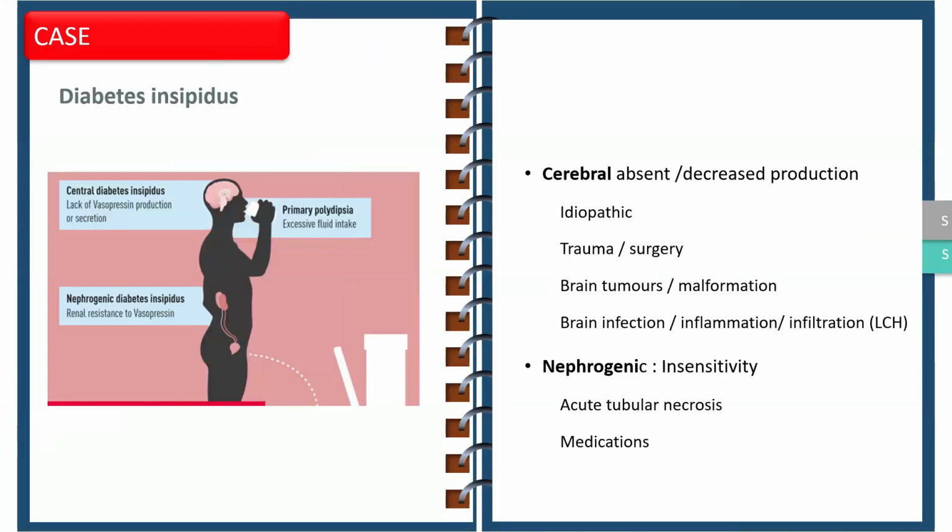Diabetes insipidus can be central or cerebral due to absent or decreased production, which can be idiopathic, post-traumatic or post-surgical. Certain brain tumors or malformations, brain infection, inflammation, and infiltration can also lead to cerebral DI. Nephrogenic causes include acute tubular necrosis and certain medications which lead to insensitivity to ADH action.